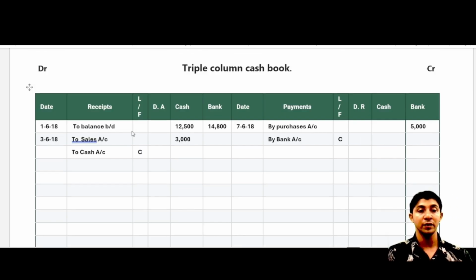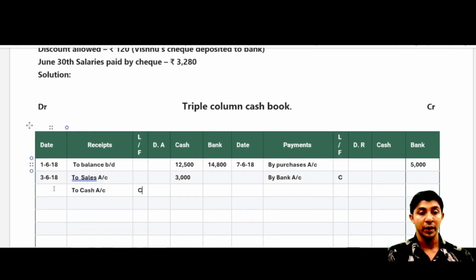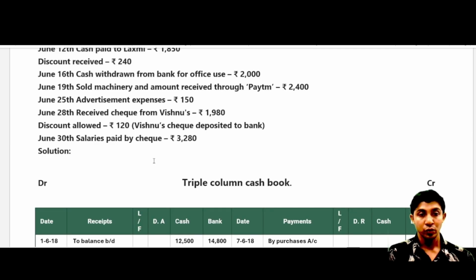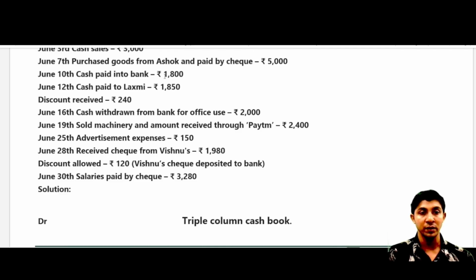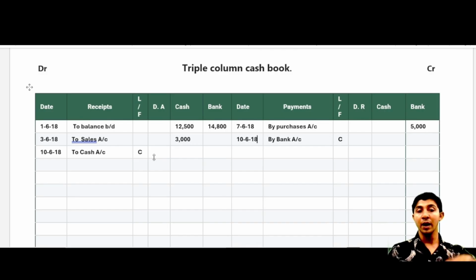Now let us write the date of this transaction. The date is 10th June. So we'll write 10th June 2018 on both sides. So what is the amount? The amount is 1,800. So what is the rule of contra entry? We need to enter the amount in the opposite column. Here cash is shown, so you need to enter it in bank, that is 1,800, and here bank is shown, so you enter it in cash, that is 1,800.